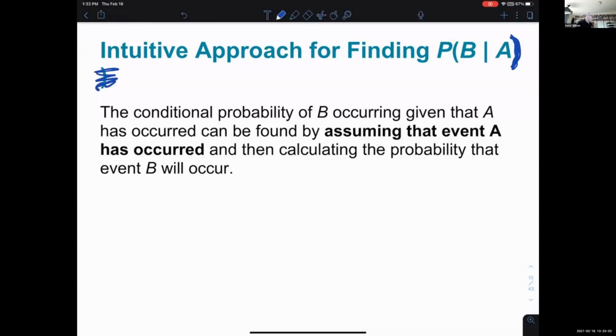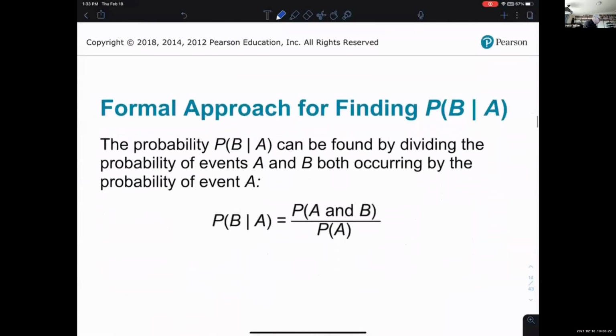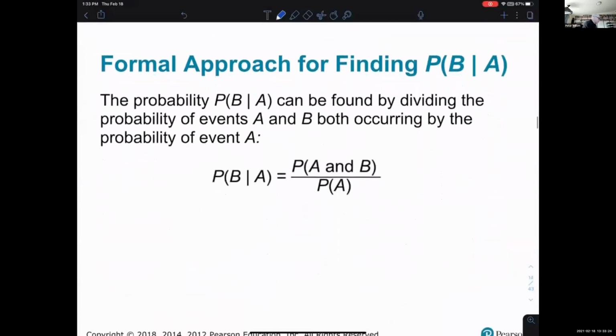So the intuition behind this idea of the probability of B given A, the probability of B occurring given that A has already occurred, can be found by assuming that event A has occurred and then calculating the probability that B will occur, which kind of makes sense. But what does that mean in terms of a calculation? If they don't show an example, I will. They are showing a formula. All right, so I will.